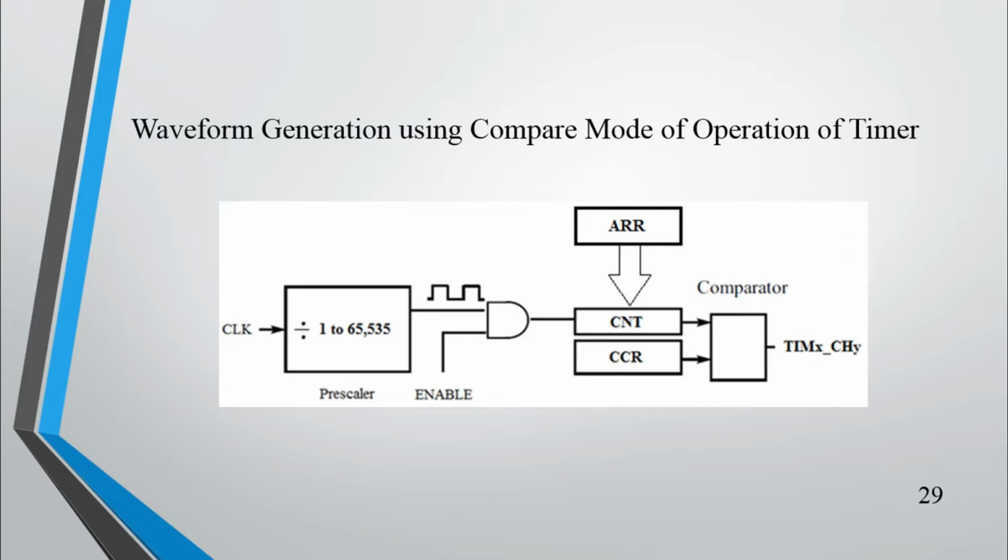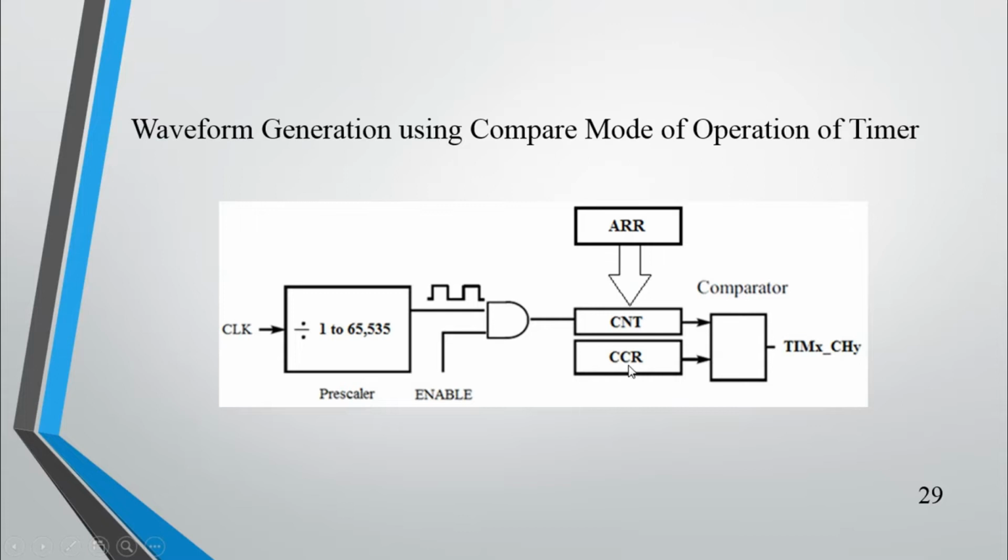So using that compare mode, we are going to do the same process. How will you do that? You will be giving a particular value in the compare register. Then whenever you are getting a clock to the timer counter, it will keep on incrementing, right? And when the value of the timer counter is equal to the compare register value, what you are going to do is toggle the particular channel of timer 1, right?